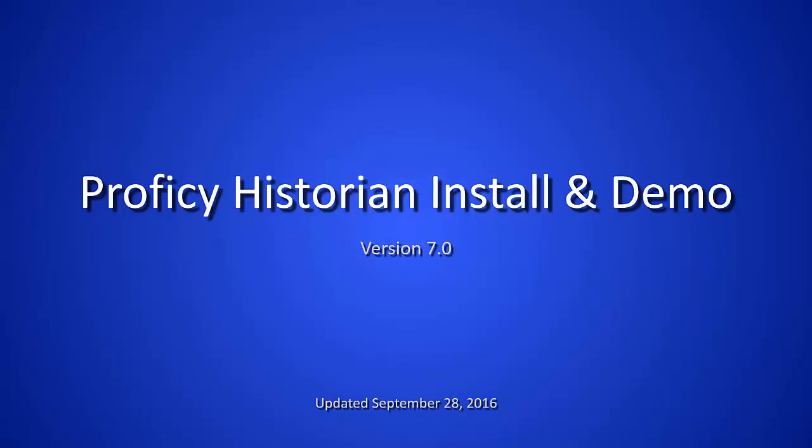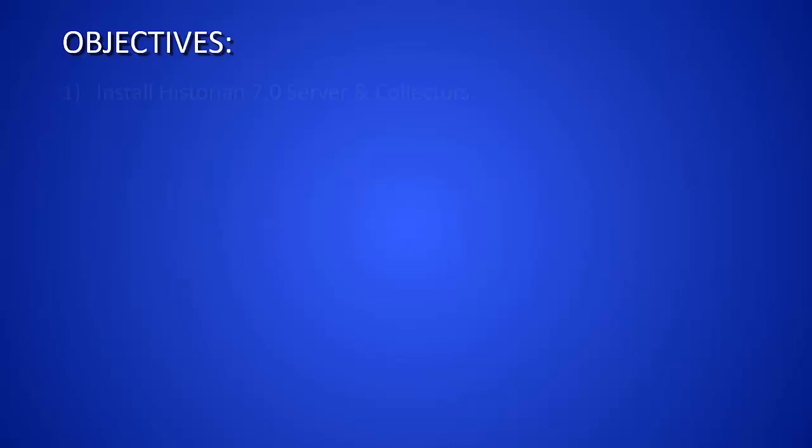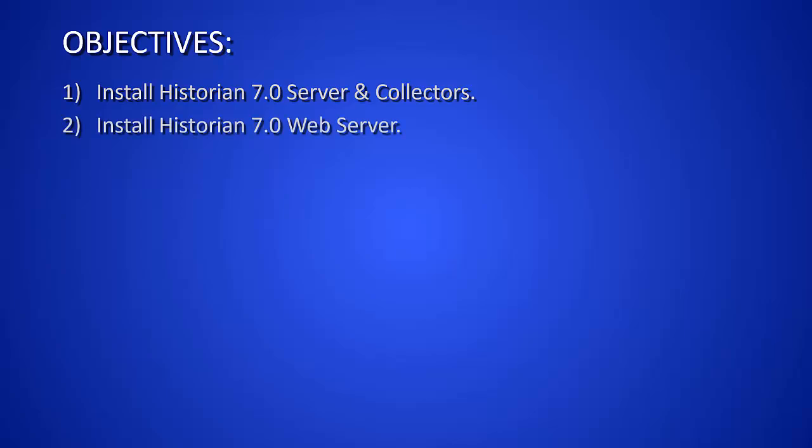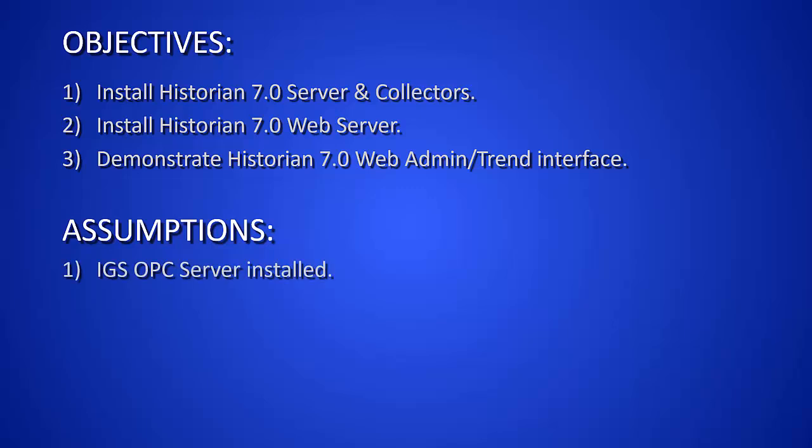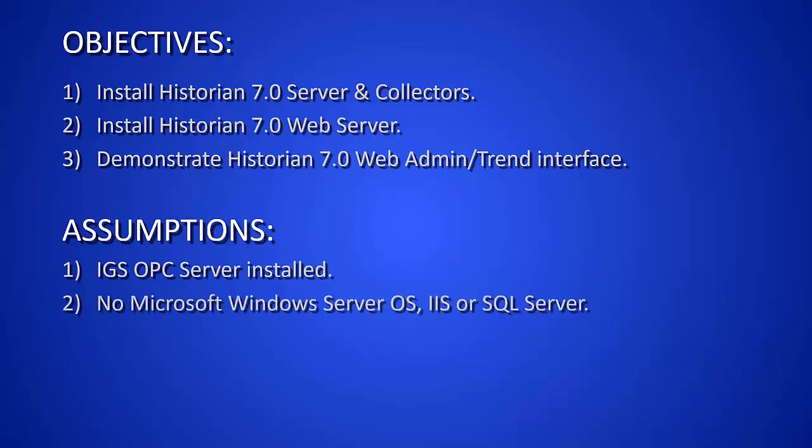Today we'll be talking about Prophecy Historian install and demo for version 7.0. Our objectives are to install the server and collector components, install the 7.0 web server, and demonstrate the Historian web admin and trend interface. Our assumptions: we have an IGS OPC server already installed, and we don't have a Windows Server OS, IIS, or SQL Server as a part of our setup.